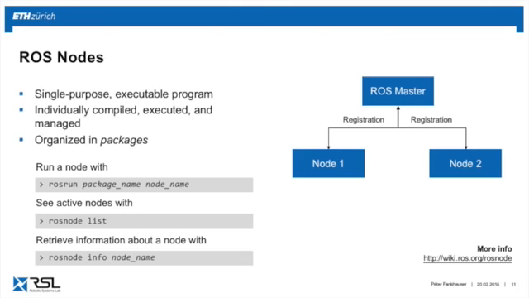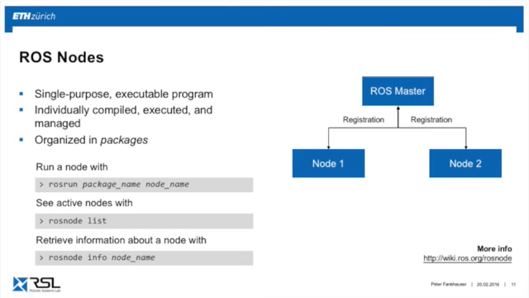A ROS node is essentially a program that runs on your PC. So it's a single-purpose executable program. You can compile them individually, run them, and manage them individually. Those are the building blocks of your program. These nodes are organized in packages. So whenever we mean a package name, it's essentially the name of the package, and then in there you can have multiple nodes. You see here in the example, the ROS Master, each individual node needs to register with the master such that it enables the communication. To run a node, and you'll use this during the exercise, you type in rosrun, then the package name, and then the name of your executable.